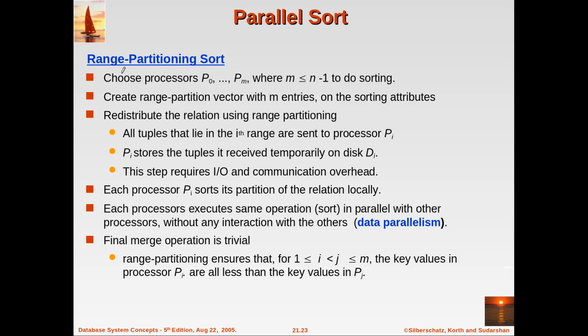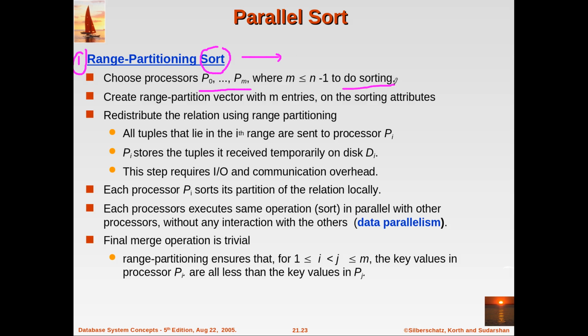As I have mentioned, in intra-operation parallelism the same operation, here the sort operation, is divided among different processes and disks. So what considerations are we making in this case? The first parallel sort algorithm is the range partitioning sort. Here we choose processes from P0 to Pm, where m is less than n minus 1, to do the sorting.